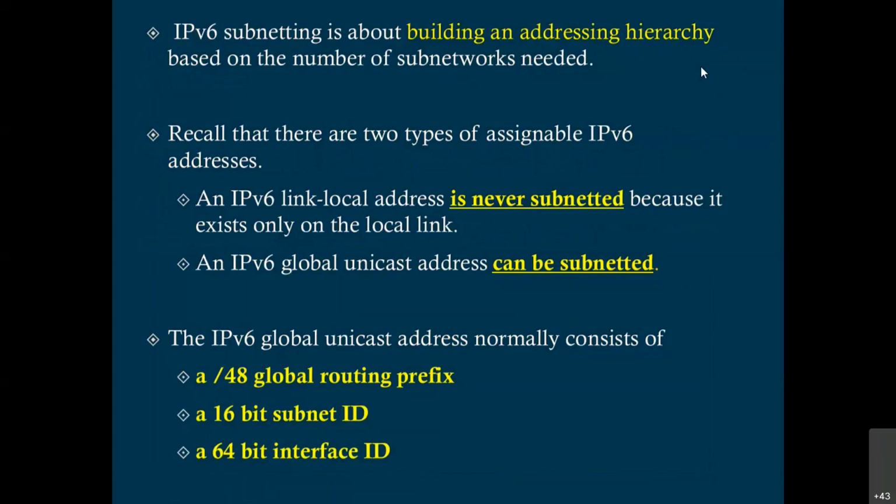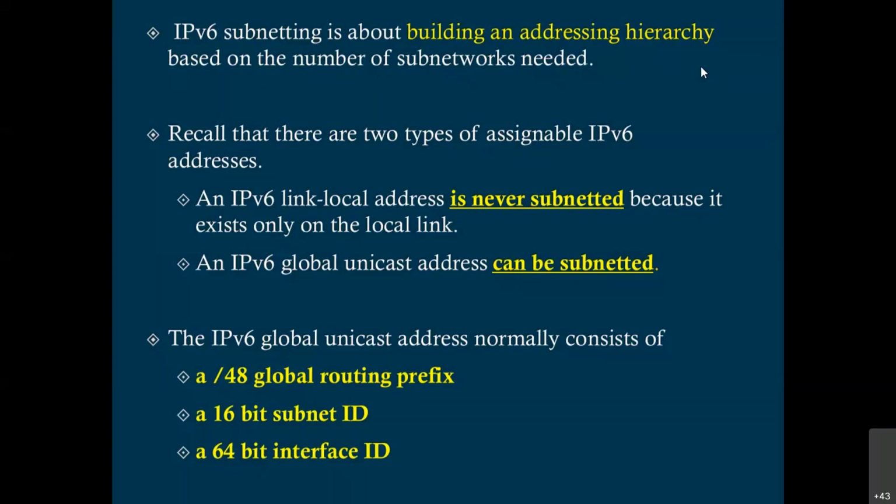So there are two types of assignable IPv6 address. We just looked at that. There is the link local address. It is never subnetted because it exists only in the local link. And there is the GUA address, or global unicast address, that can be subnetted. Okay, link local cannot be subnetted. Only GUA can be subnetted.